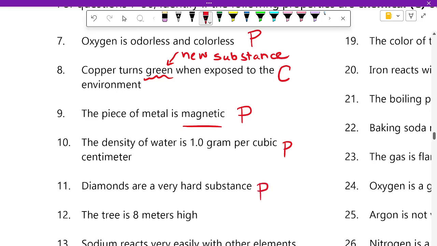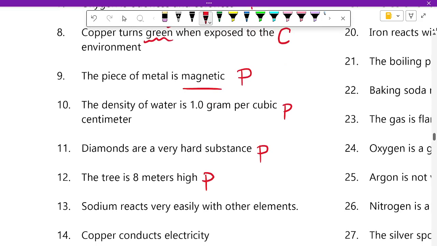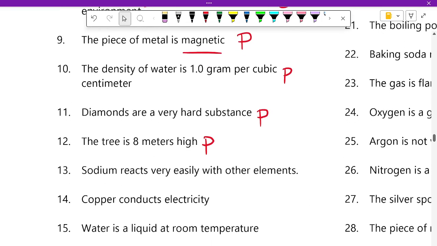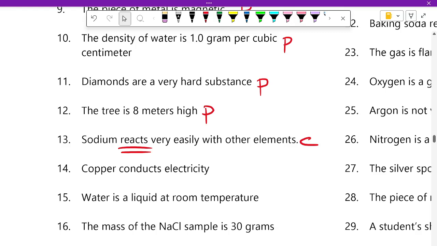Physical. The tree is 8 meters high. Physical. Sodium reacts easily with other elements. Chemical, because it's reacting. Copper conducts electricity. That's physical because you don't have a new substance. The wires in your wall don't turn into something else when you run electricity through them. Otherwise, that would be inconvenient, wouldn't it, if their wires disappeared and turned into something new?